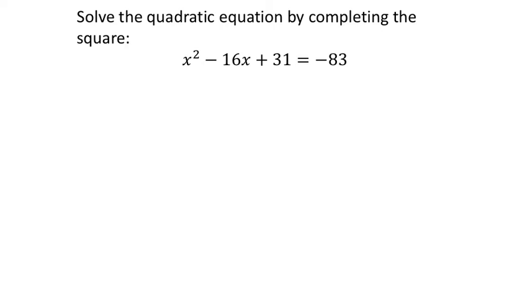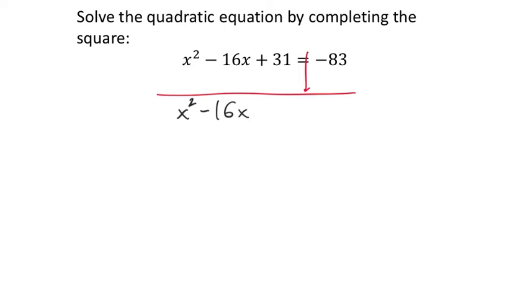I want first to get the x's on their own side of the equal sign, meaning not just the x squared, but also the negative 16x. This also tells us that I don't want, right now, the 31 on the same side. Okay, now if I'm solving an equation, I'm going to put my constants on the other side of the equal sign.